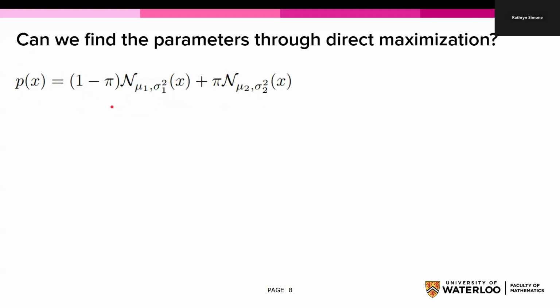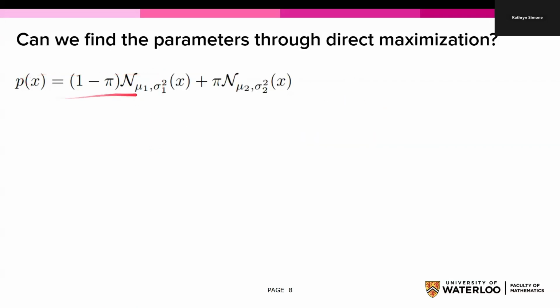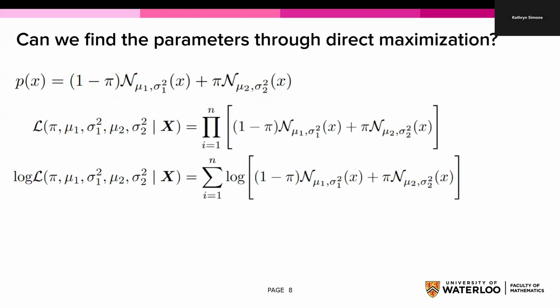And so our task is to estimate 5 parameters. Now we need to know pi. We need to know the two means as well as the two variances in order to describe this distribution. Our task is to estimate the 5 parameters of this Gaussian mixture model. And so a natural way to approach this problem is through maximum likelihood estimation.